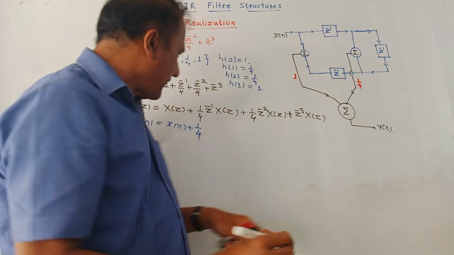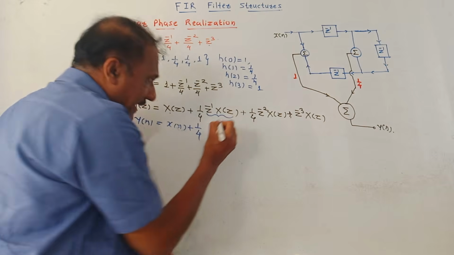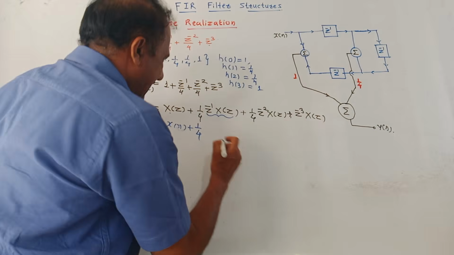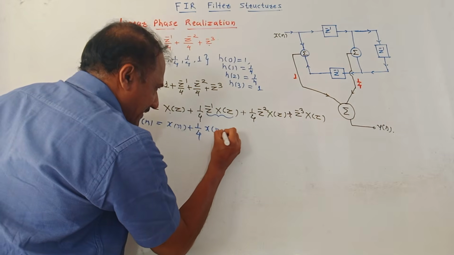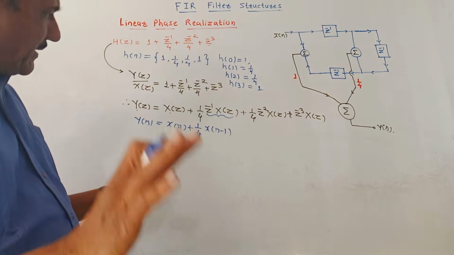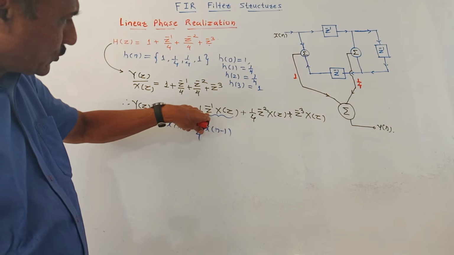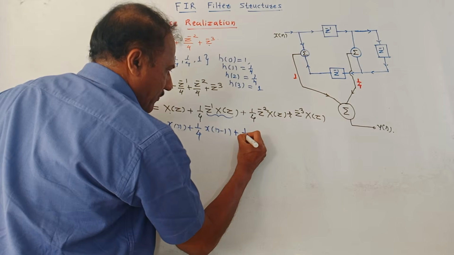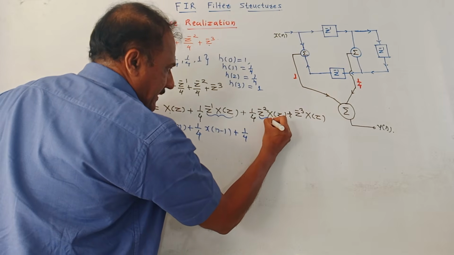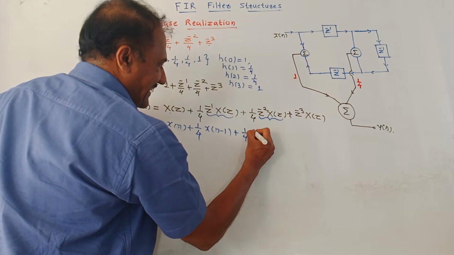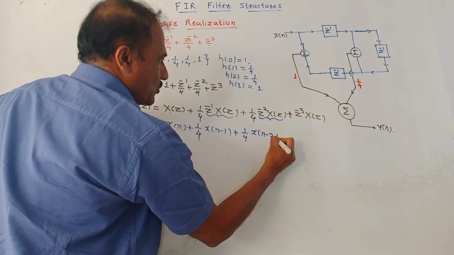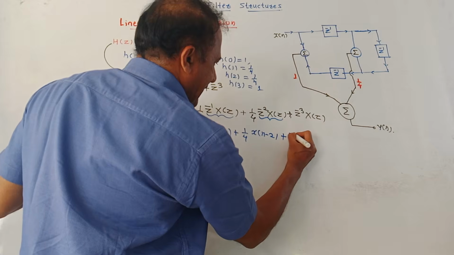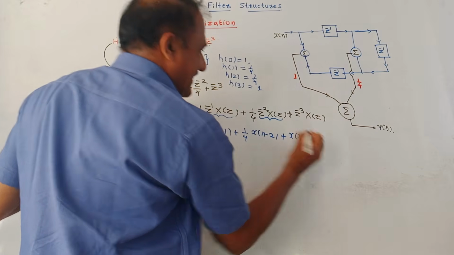Now a very important thing. This term is z raised to minus 1 X of z. In terms of inverse z, it is x of n minus 1. Not a big deal. This is z raised to minus 1, so simply write x of n minus 1. In the same way, again this term 1 by 4 remains as it is. This is z raised to minus 2 X of z, so I will write it as x of n minus 2. Plus this is z raised to minus 3 X of z. I will write it as x of n minus 3.